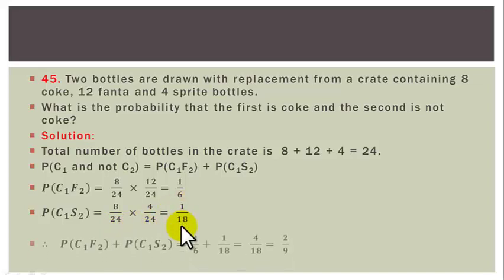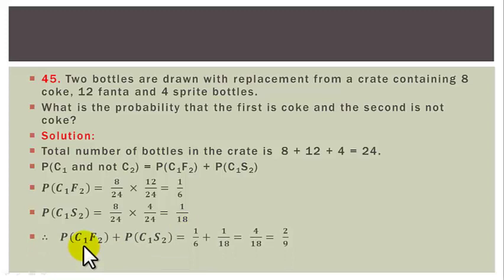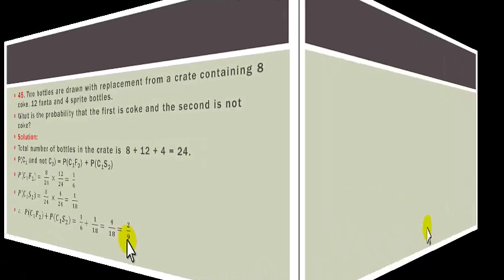Therefore, probability Coke in the first, Fanta in the second plus probability Coke in the first, Sprite in the second is equal to 1 all over 6 plus 1 all over 18. And this will give us 4 all over 18. Reducing this to the lowest term, we have 2 all over 9.